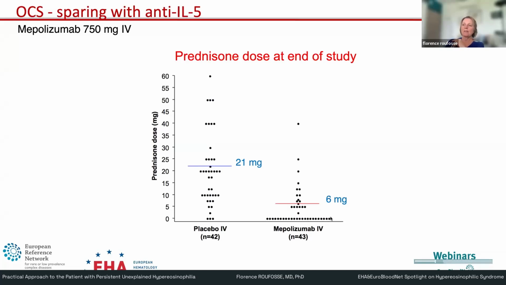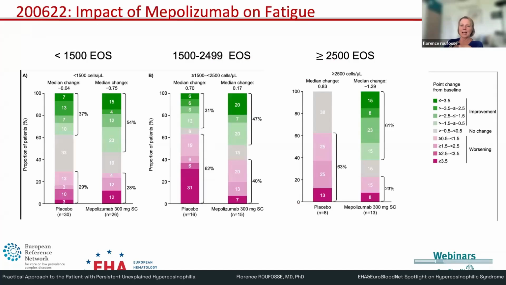You can see that roughly 50% of patients in the active treatment arm were no longer receiving corticosteroids whatsoever, and that the median corticosteroid dose in the whole group of patients in the active treatment arm was 6 milligrams against 21 milligrams in the placebo arm. This was a very, very significant difference, obviously, and clinically extremely meaningful. Last slide on the clinical trial.